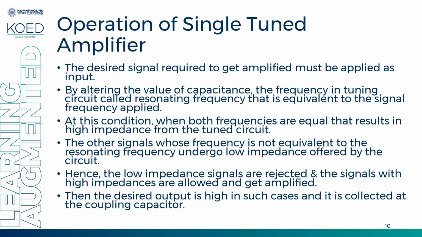So the radio frequency signal which has to be amplified will be applied at the base of your transistor, right? So through your coupling capacitor C1.